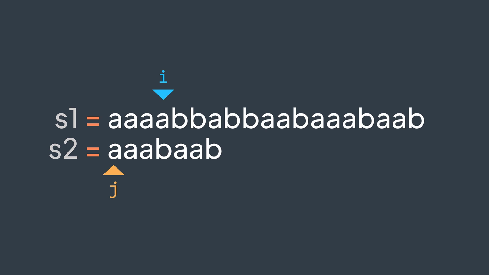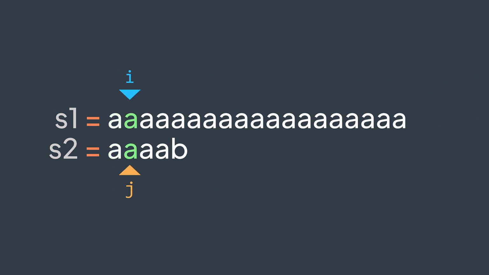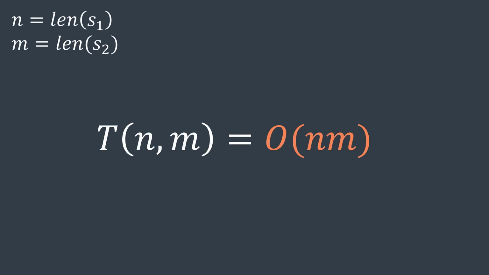But the problem is that in the worst case, we traverse the whole characters of S2 at almost each index of S1. For example, here we have A, then a mismatch. We start again from the second index, A, then mismatch. Third index, A, then mismatch, and it continues like that. This is why we got an O of n times m time complexity, where n and m are the lengths of S1 and S2 respectively.